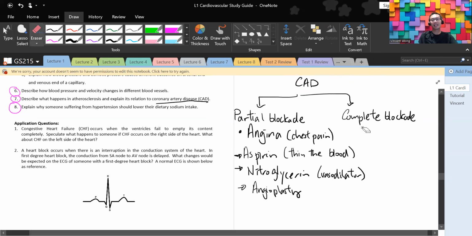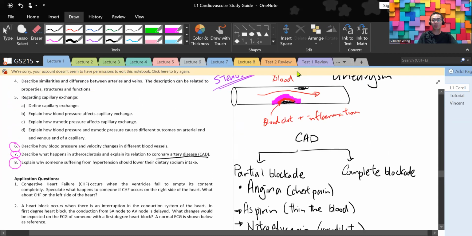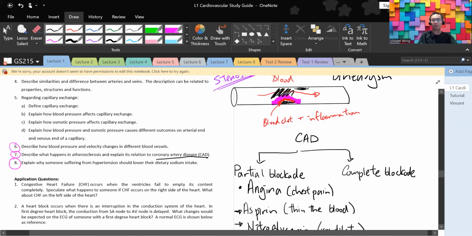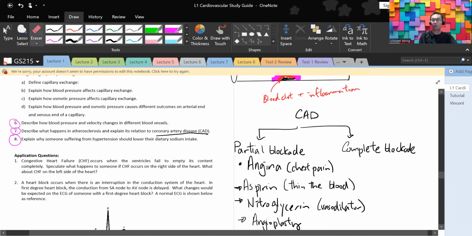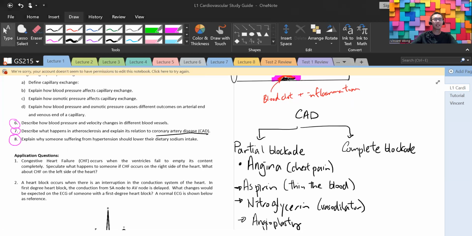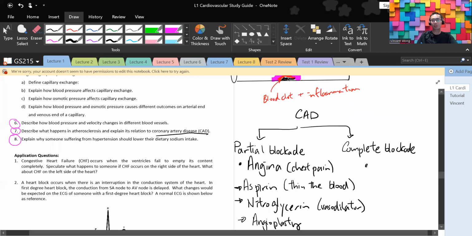In any case, we have complete blockade on the other end, when this thing is totally blocked up, and that could be bad news. It could happen all of a sudden without warning, and that would result in a heart attack, the MI you were talking about, myocardial infarction.